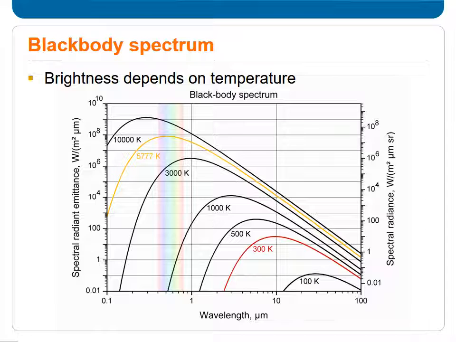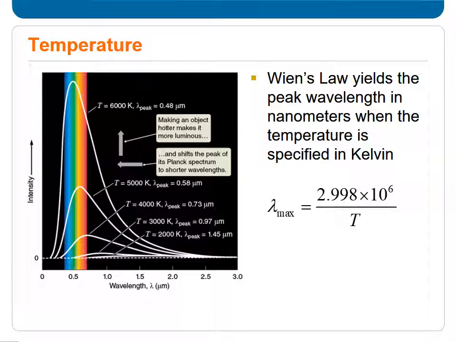The hotter the object, the brighter it glows. And it also changes colors. Heat an iron rod and its color shifts from deep red, to bright red, orange, yellow, and then white. The unique shape is known as a black-body curve. Recall that there is a relationship between temperature and how much light an object emits at specific wavelengths known as Wien's law. As the temperature increases, the peak wavelength gets shorter, more towards the blue end of the spectrum. Wien's law yields the peak wavelength in nanometers when the temperature is specified in Kelvin.